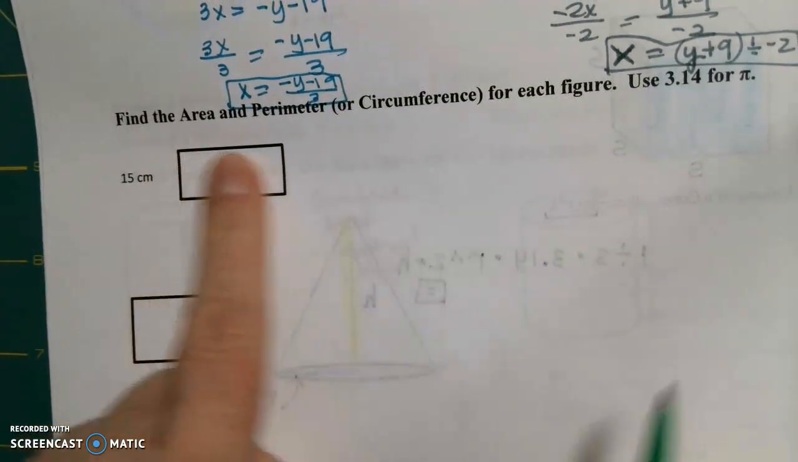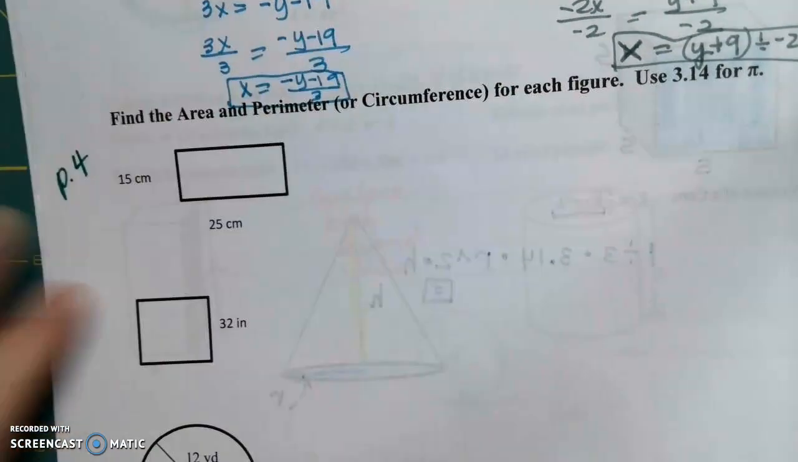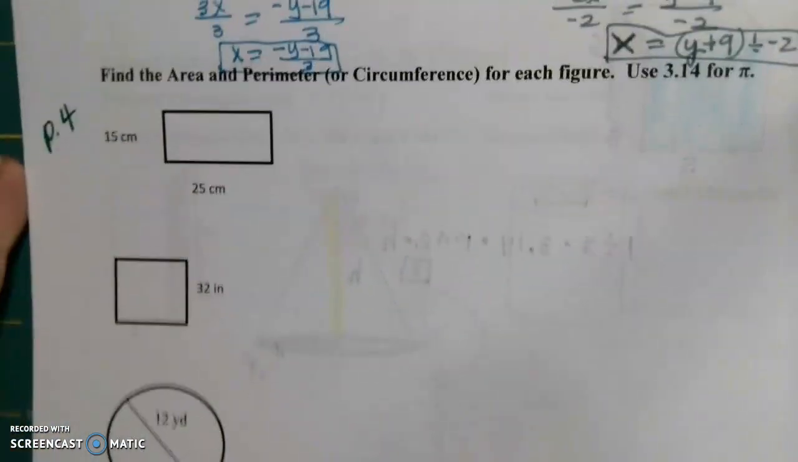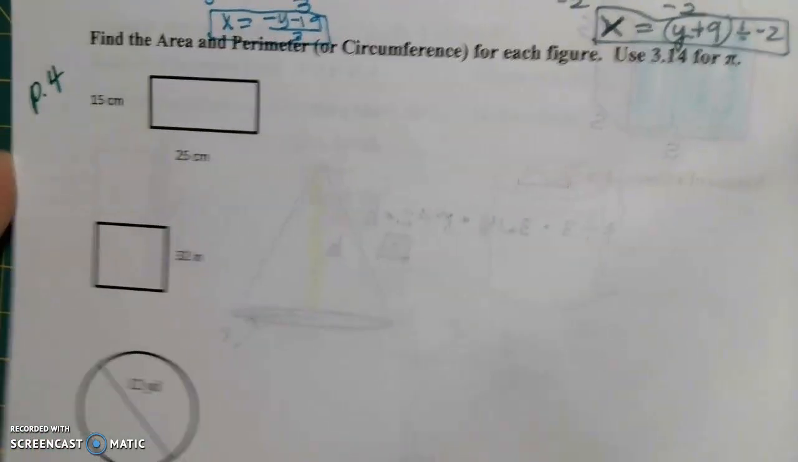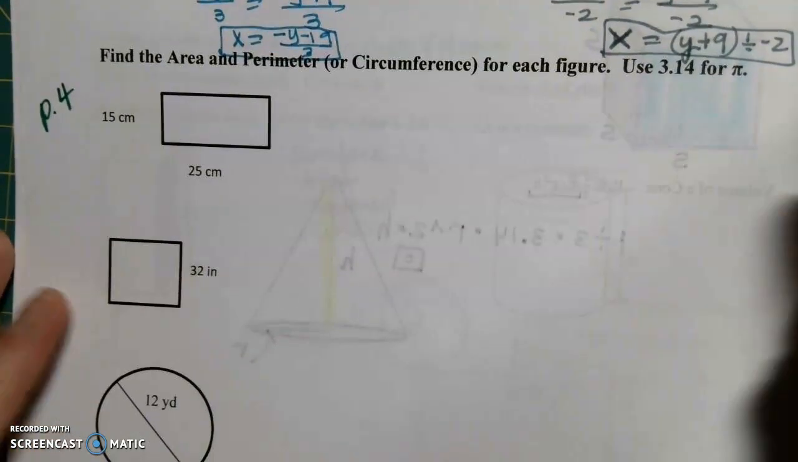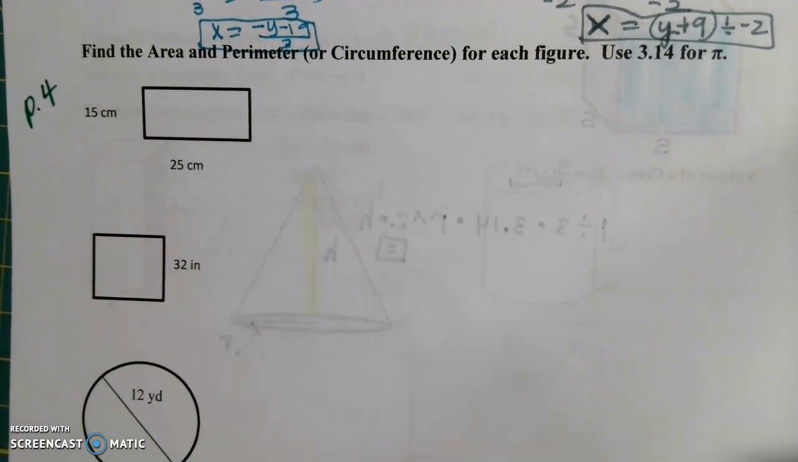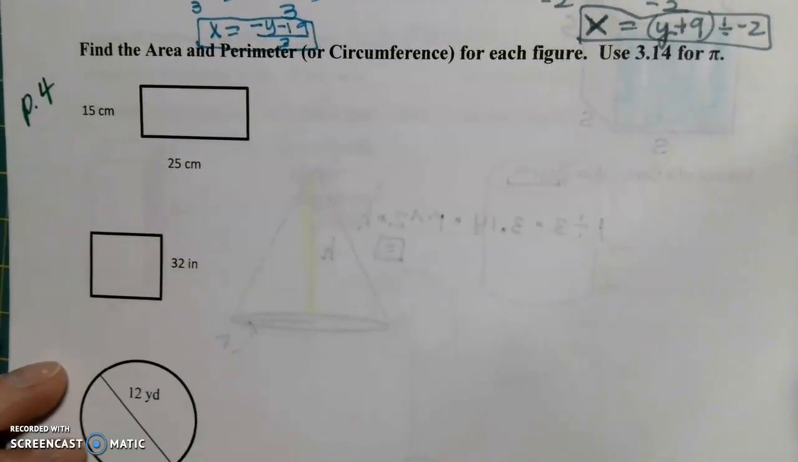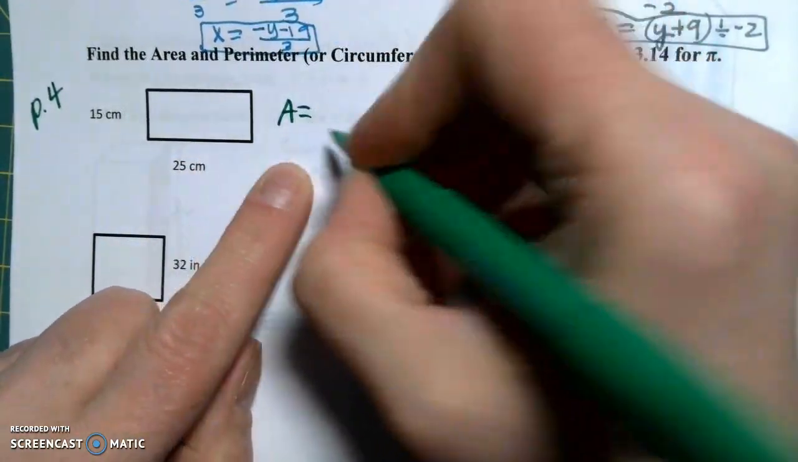All right, so these examples, which are on page 4, are looking at area and perimeter or circumference, depending on what the figure is, and finding those and using 3.14 for pi. And pretty much everything you do in ALEX will be using 3.14 for pi so that we all round to exactly the same place so we can get a consistent answer. All right, area is often easier.